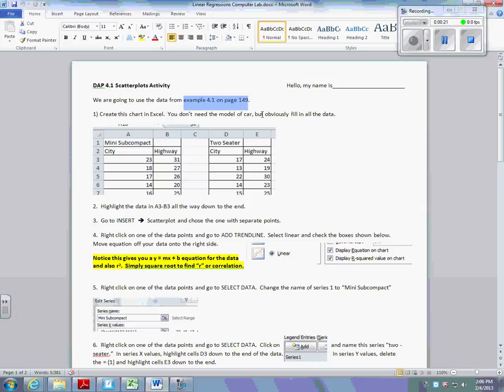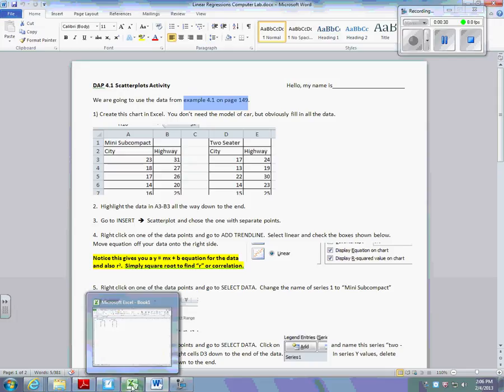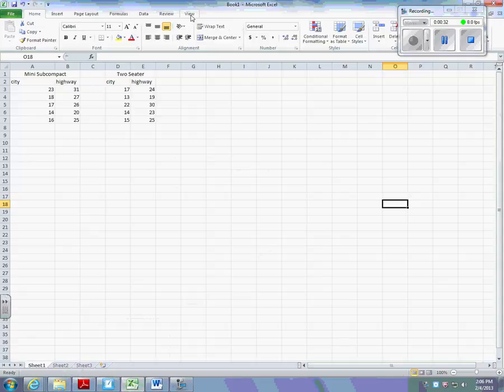It gives you a bunch of data on two different types of cars and how well they do with city miles per gallon and highway miles per gallon. So you guys need to start an Excel file with those. I'm only going to do the first 5 cars here, just to save some time. You don't care about the name of the cars. All we care about is the data.